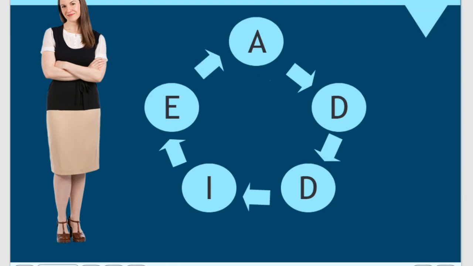The ADDIE model is a generic process traditionally used by instructional designers and training developers. The 5 phases: analysis, design, development, implementation, and evaluation represent a dynamic, flexible guideline for building effective training and performance support tools. You can mouse over or roll over each letter and you will find more information about the ADDIE model.